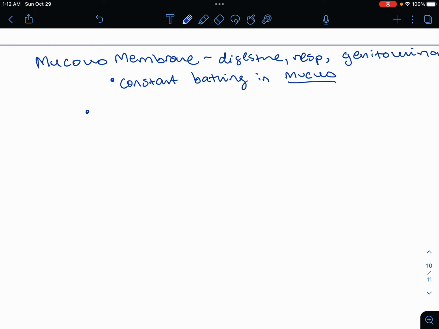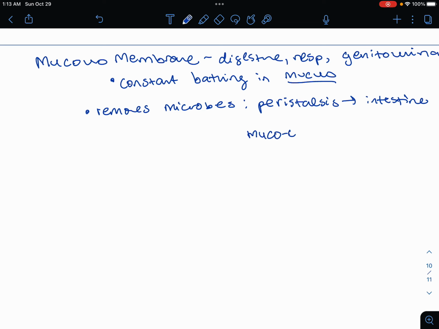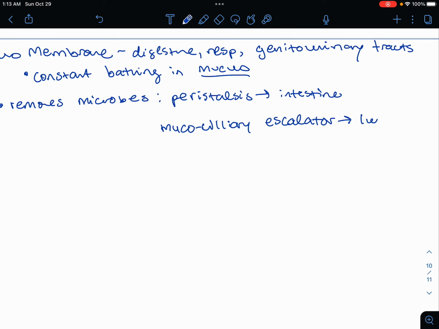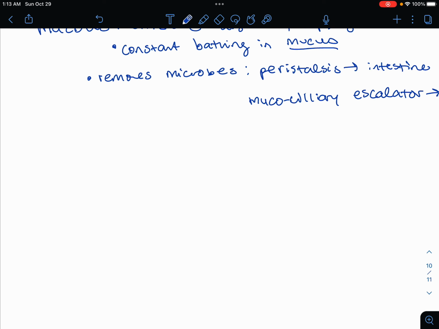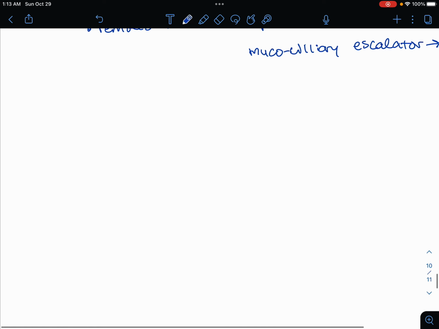The microbes are removed by peristalsis. That's in the intestine. And then we also have the mucociliary escalator. And that's going to be in the lungs, or the respiratory tract. We also have our own antimicrobial substances from our body directly.